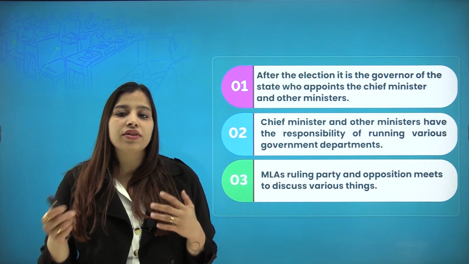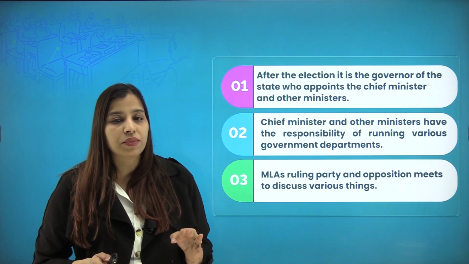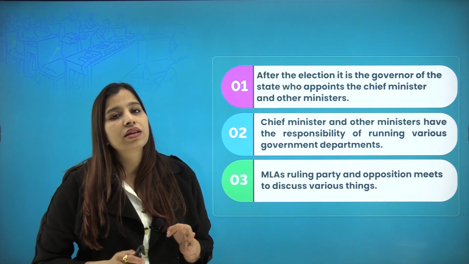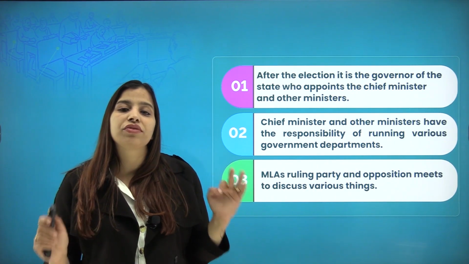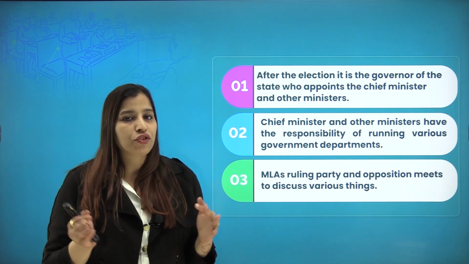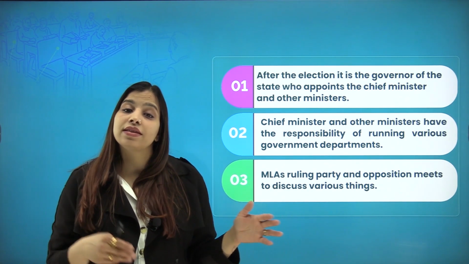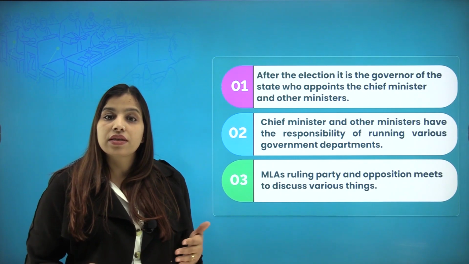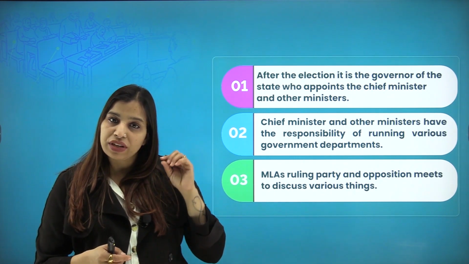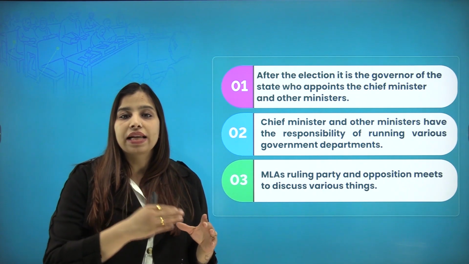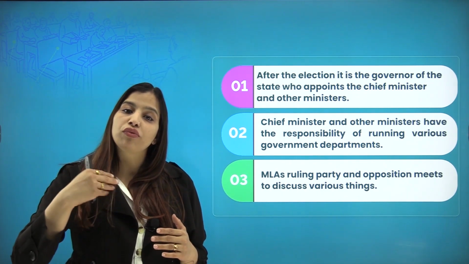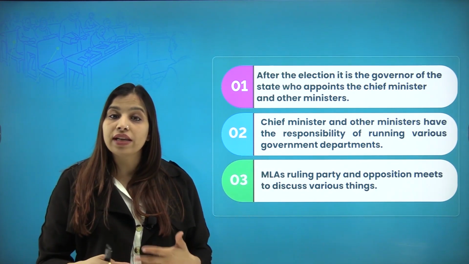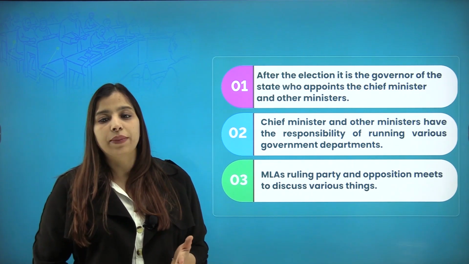After the election, it is the governor of the state who appoints the chief minister and other ministers. So everybody is choosing, but then the governor appoints. The chief minister and other ministers now have the responsibility of running the various government departments. Have you ever heard, like, this is the education minister, this is the health minister, this is the transportation minister, this is the railway minister. So once the chief minister is elected and he selects other people who will be ministers, later on different departments are given to them according to their knowledge and expertise.